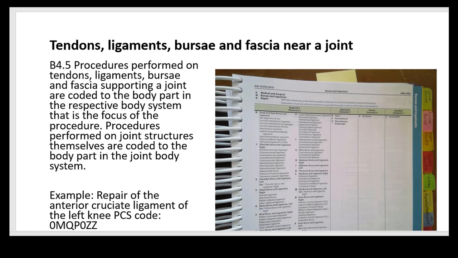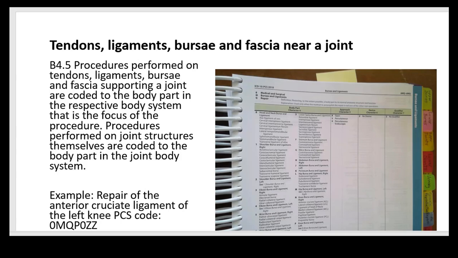If a procedure is being done on the joint itself, that is coded to the joint body system. The example given is repair of the anterior cruciate ligament of the left knee. I have here a screenshot of the code book and the PCS code. But you may notice when you first look at the body part, there is no body part value for the anterior cruciate ligament. If you read under, you see anterior cruciate ligament is listed.